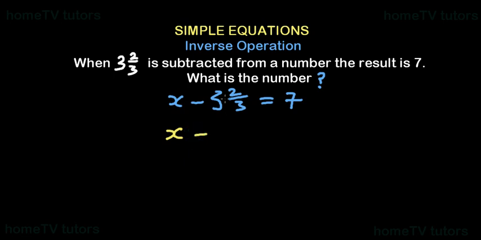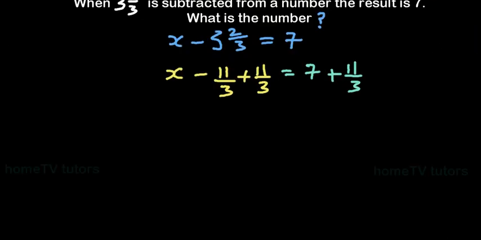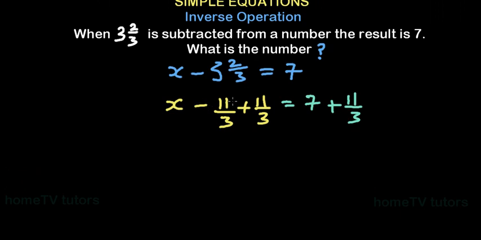Let's quickly convert this mixed fraction to improper fraction. So 3 times 3, 9, 9 plus 2, that is 11. So we have 11 over 3. Then as usual, we add 11 over 3 to both sides, which is the inverse of minus 11 over 3. On the right hand side as well, we add 11 over 3. On the left hand side we are left with x.